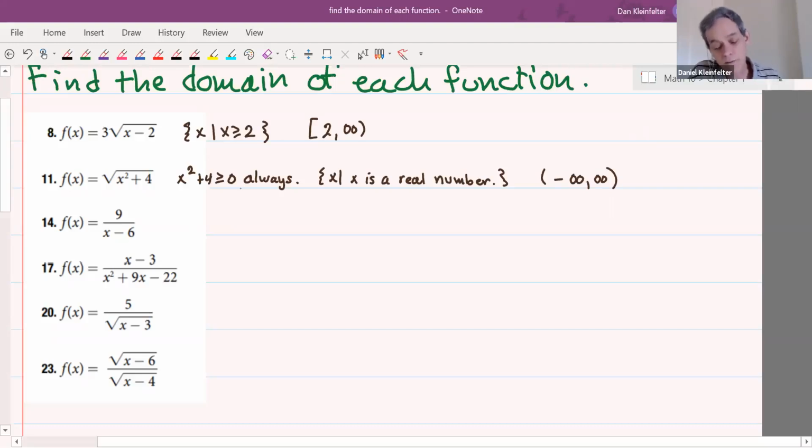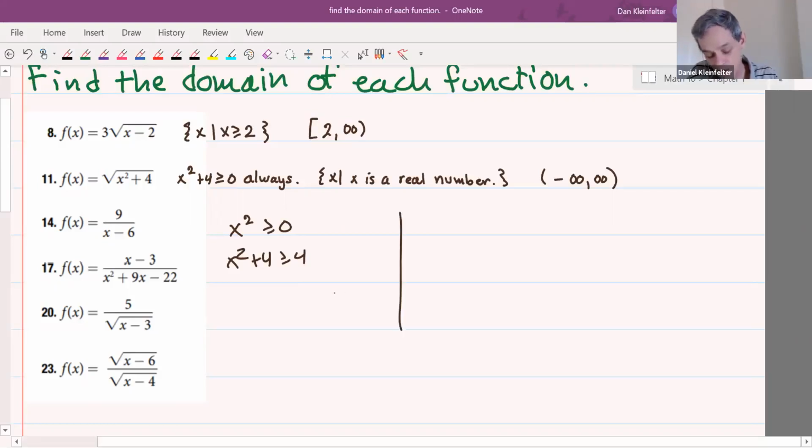In number 11, this one is interesting because it does have a square root, but the input to the square root, that x squared plus 4, is always positive, right? x squared is always greater than or equal to 0. And so x squared plus 4, in fact, has to be always greater than or equal to 4.